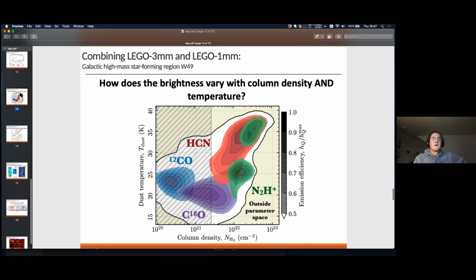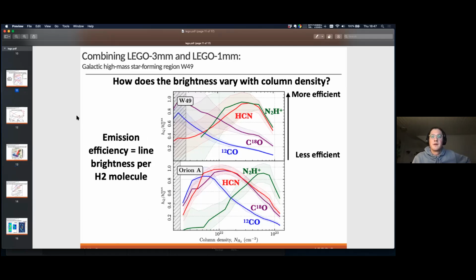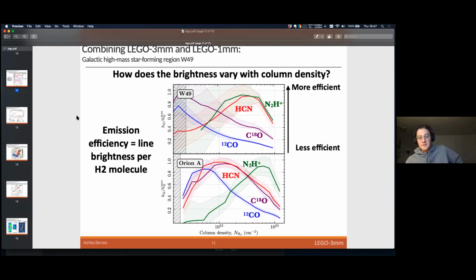Yeah, so I guess the efficiency parameter can be broken down. Maybe it's a little bit simpler if I bring it into this picture. It could be linked to the abundance, the chemistry, and the excitation of the lines. It's most likely a mix of all of them, but very simply it's taking the integrated line brightness and the total column density along the line of sight. So for each H2 molecule that you have, what's the corresponding contribution to the Kelvin kilometers a second of the line that you observe?